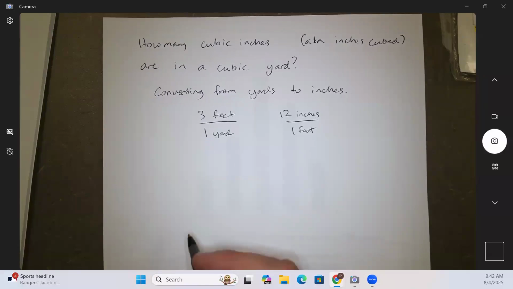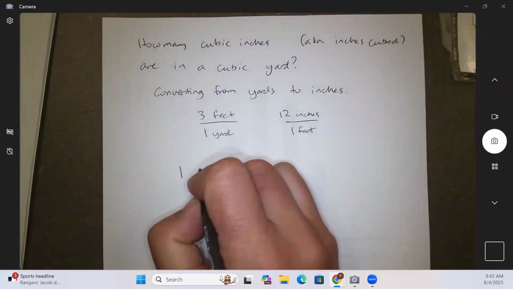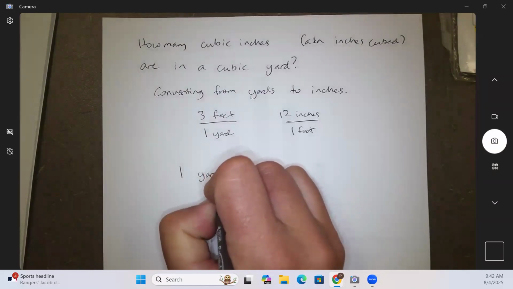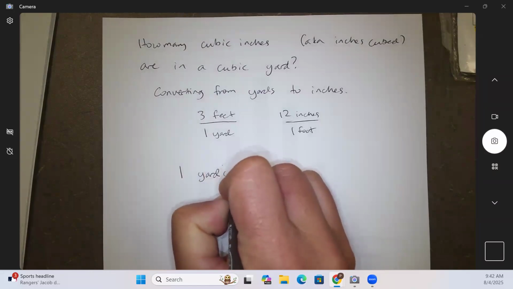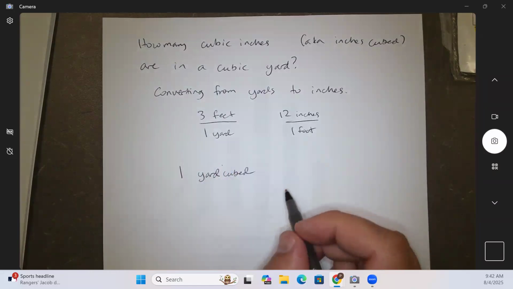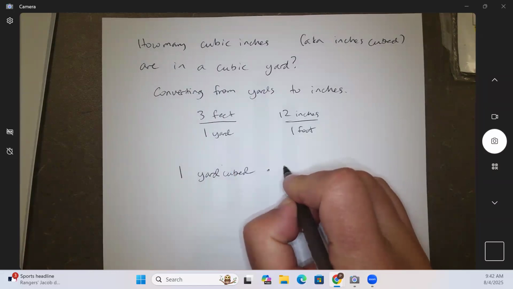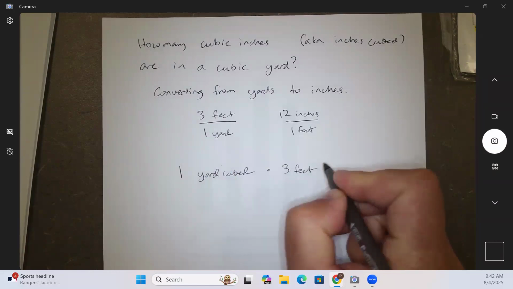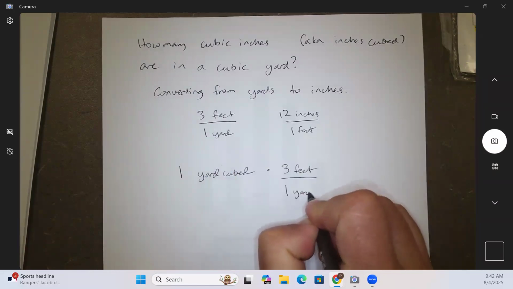So we've got a cubic yard. How many of those is that then? That's 1, right? So that's got 1 yard cubed. And we want to convert that to inches. So we're going to multiply it by 3 feet per 1 yard.